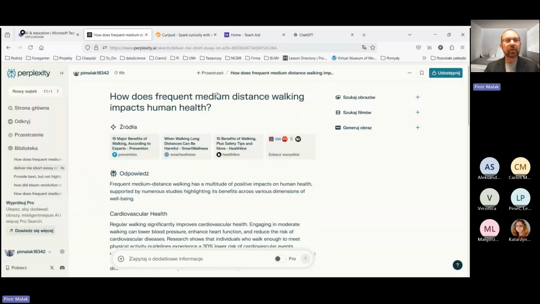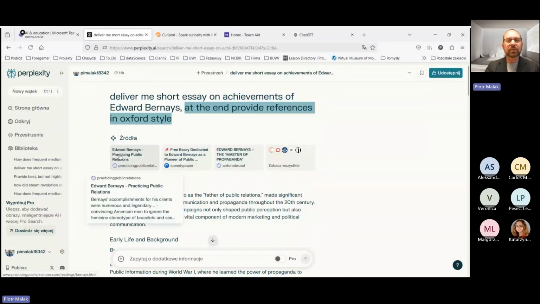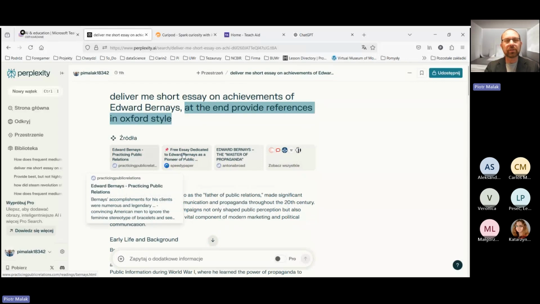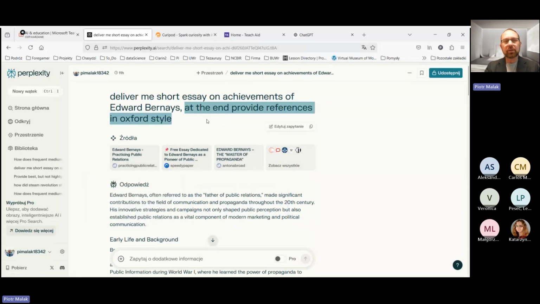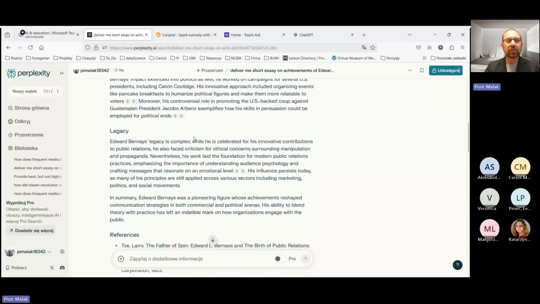And okay, one of my favorite: deliver me a short essay on the achievements of Edward Bernays, because he was a very great man who invented public relations, but did it in a very informal way. And an additional part of the prompt, because as you could see, at the beginning the sources are displayed on the top of the answer, then goes the answer and exploring questions. So we can extend our prompt to, as I did, provide references in Oxford style. And now we have an essay that a student can deliver for classes.